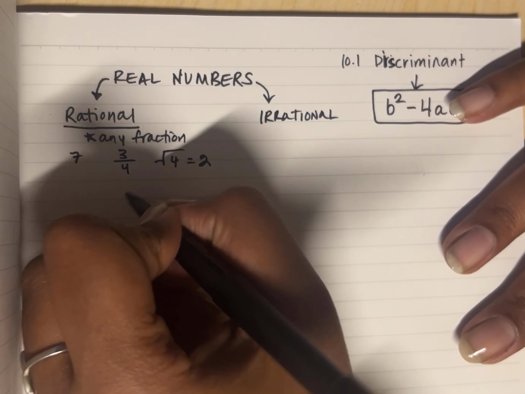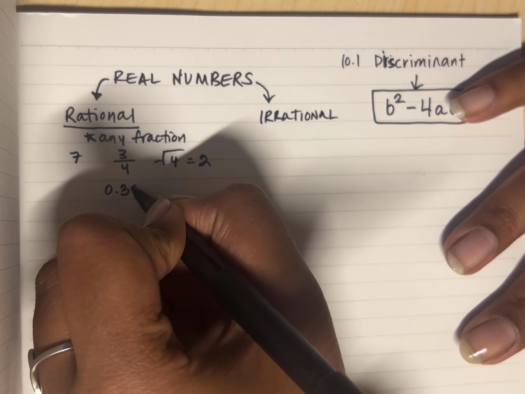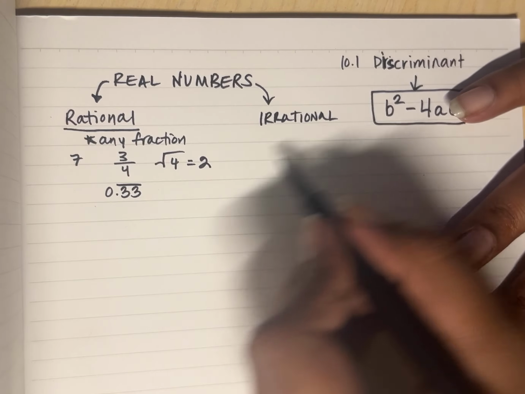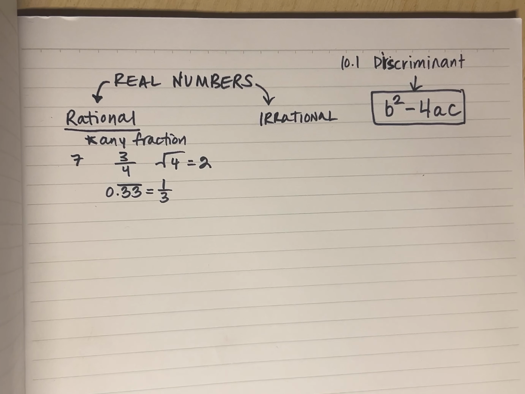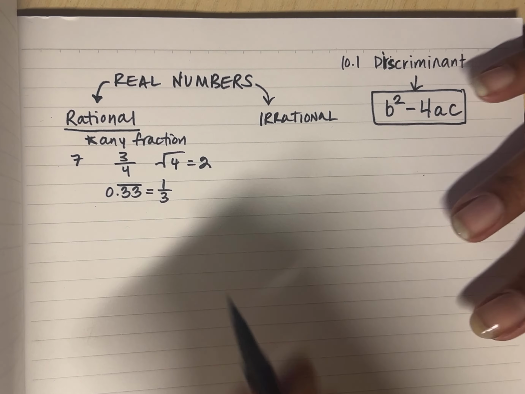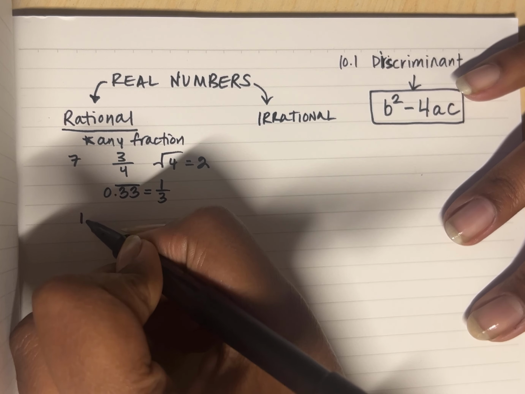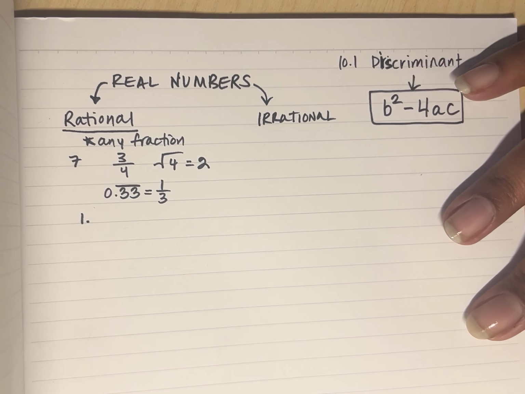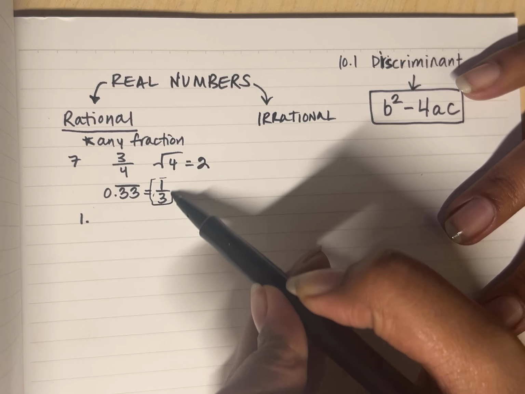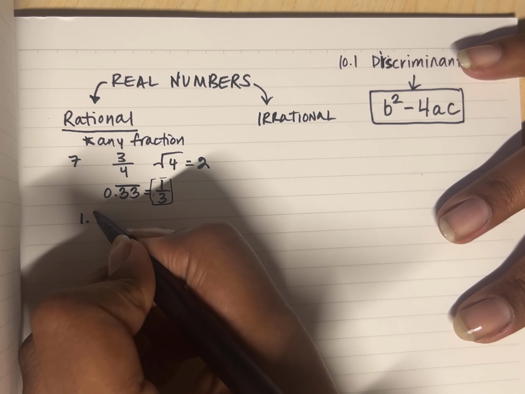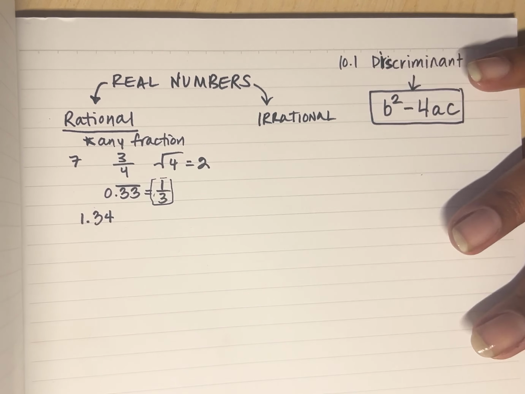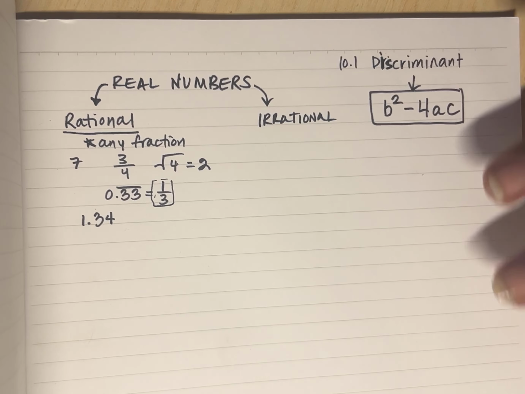I can have a repeated decimal, like 0.33 repeated, like it goes on forever in a calculator. And this is the same thing as 1/3. It is a rational number because it can be turned into a fraction. Anything with a decimal that stops. So this is a repeated decimal. It does go on forever, but it turns into a fraction. Also a rational number is 1.34 because it does not continue forever.